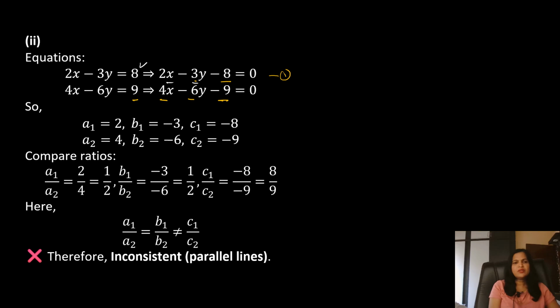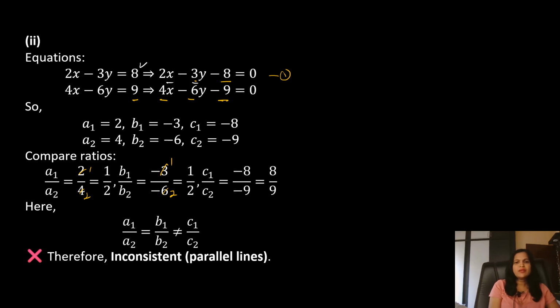You wrote these values. Next, compare the ratios. a1 by a2, 2 by 4, that means 2 ones are 2, 2 twos are 4, that's why 1 by 2. b1 by b2, minus 3 by minus 6. Minus divided by minus is plus. That's why plus sign. 3 ones are 3, 3 twos are 6, so 1 by 2. See, both are equal here. a1 by a2, b1 by b2, both are equal.